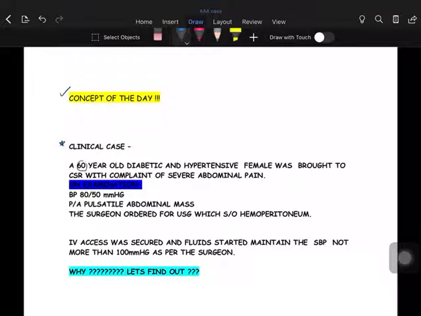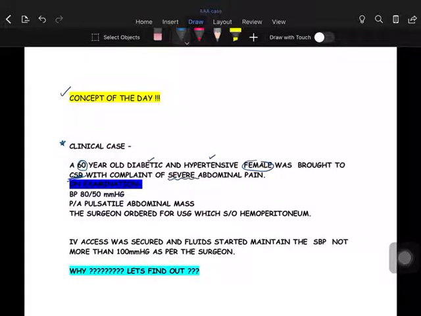So there is a 60-year-old female, diabetic, hypertensive. She was brought to the CSR, which is the surgery emergency room, with complaints of severe abdominal pain. On examination, the blood pressure is 80/60, which is definitely hypotensive, and on per abdomen, on palpation you see a pulsatile abdominal mass. The surgeon ordered a USG, an ultrasonography, which suggested hemoperitoneum. So there is blood all over the abdominal cavity.